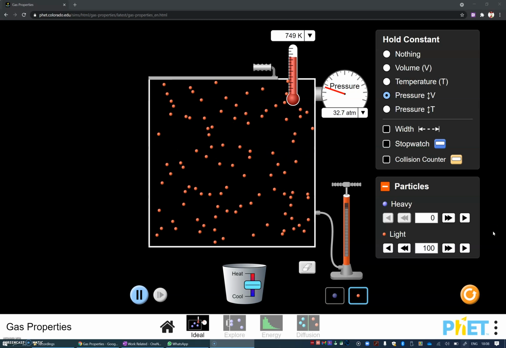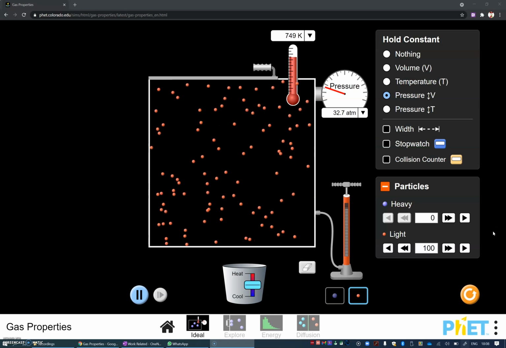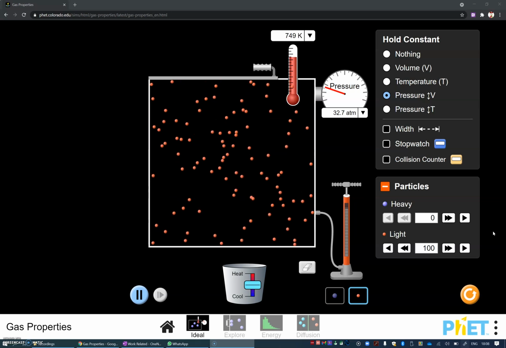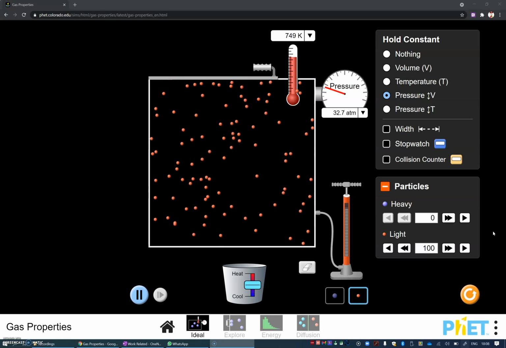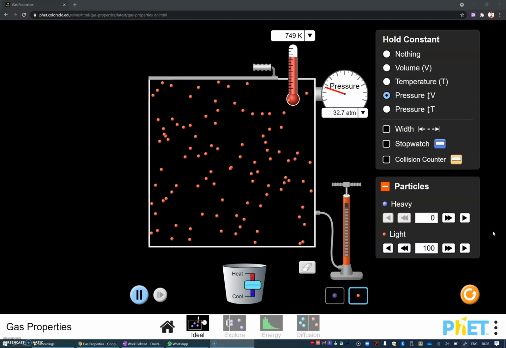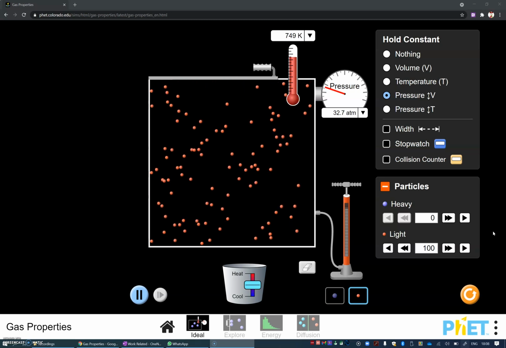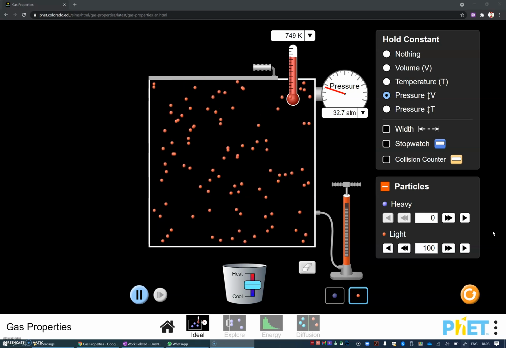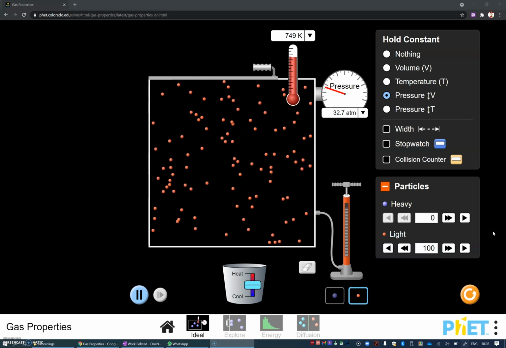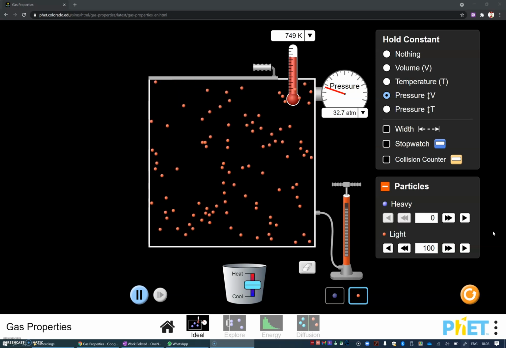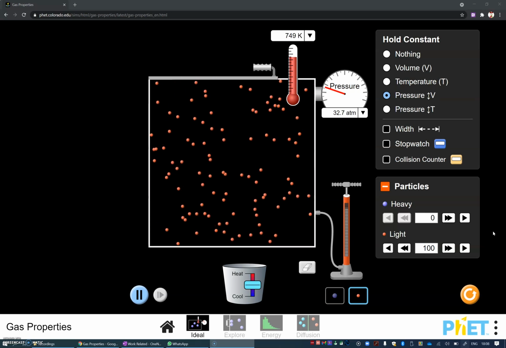So for a start, let's observe the number of collisions between the walls and the molecules per unit area. Also observe the number of collisions between the molecules and the walls per unit time. And observe the speed at which the molecules collide with the walls. And this time round, take note of the average distance traveled by the molecules between each collision.